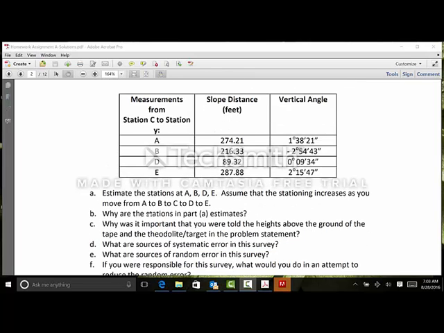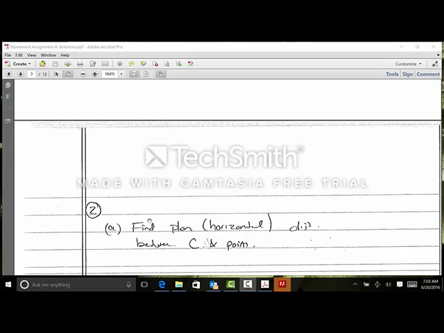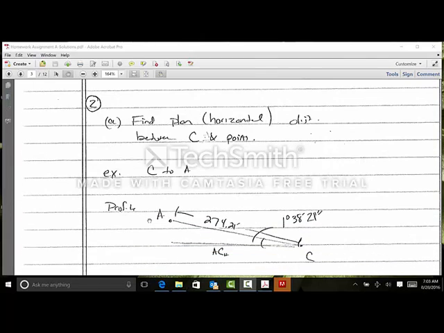Alright, so the first thing we want to do is estimate the location of station B or A or any of the stations. So let's look at this example here, and let's just start with C to A. What I like to always do is make sure I draw a sketch of anything I'm doing, because that helps me be sure I've got all my components together.